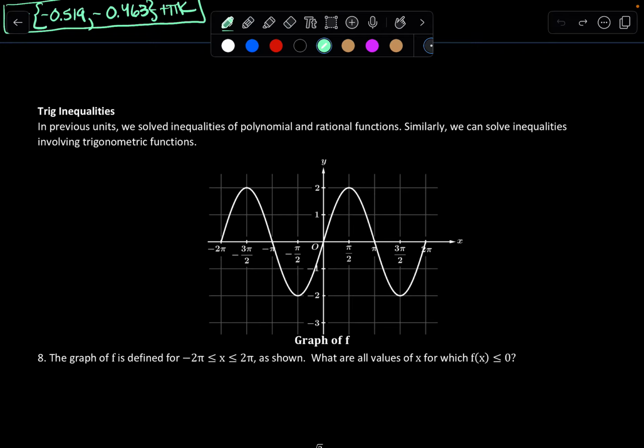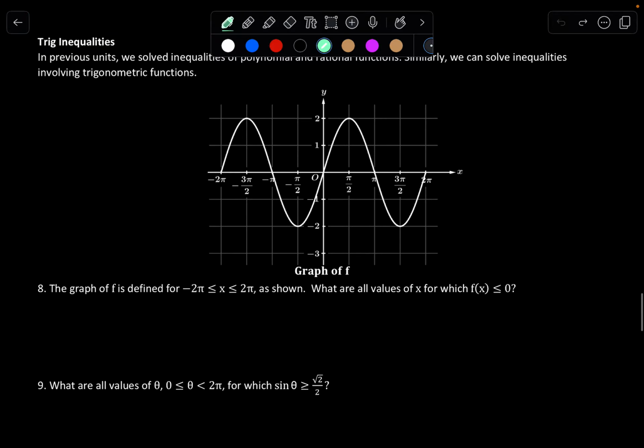So in previous units, we solved inequalities of polynomial and rational functions. Similarly, we can solve inequalities involving trigonometric functions. So this first one, we see a sinusoidal curve. It is sine, but it doesn't matter which one it is. The graph of f is defined by negative 2 pi to 2 pi, both inclusive, as shown. What are all of the values of x for which f of x is less than or equal to 0?